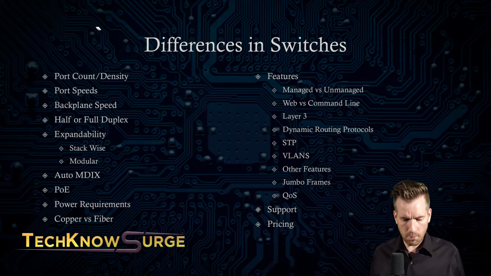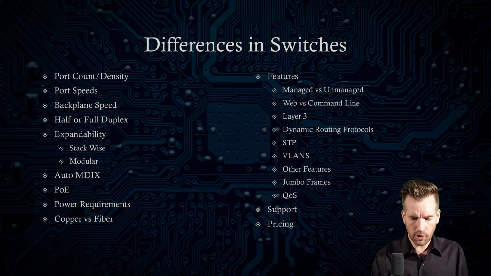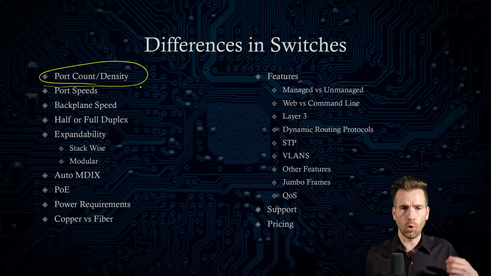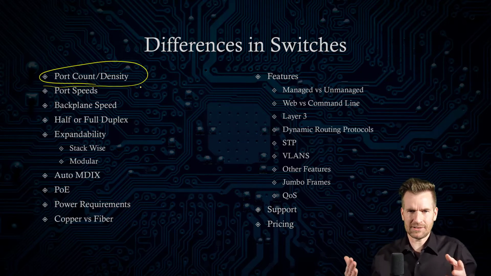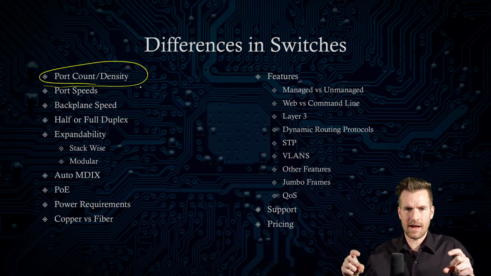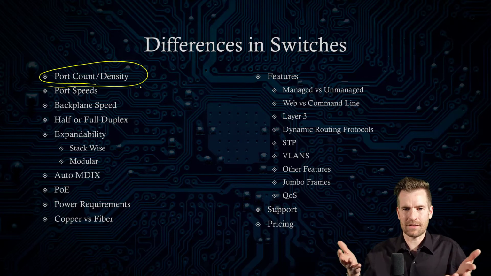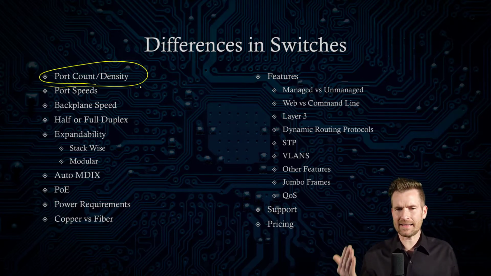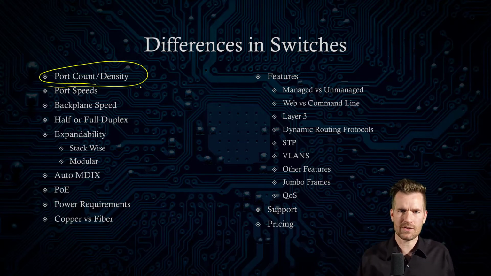First of all, let's talk about port count or density. Port count is the number of ports that are on the switch. It's also considered the density because you have a certain amount of space on your rack, and how many ports do you get for that space that you're taking up on the rack. So you've got the number of ports that the switch comes with.